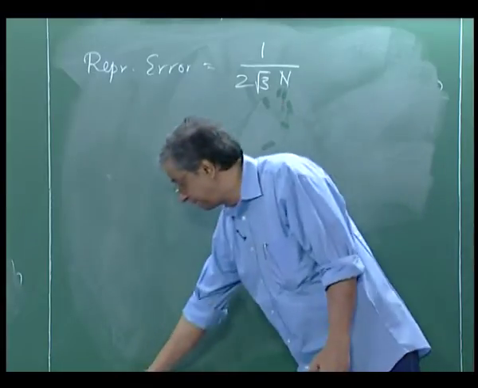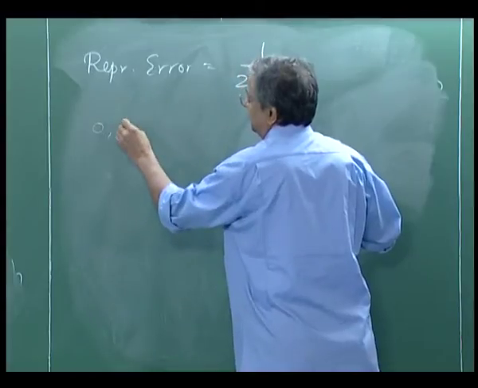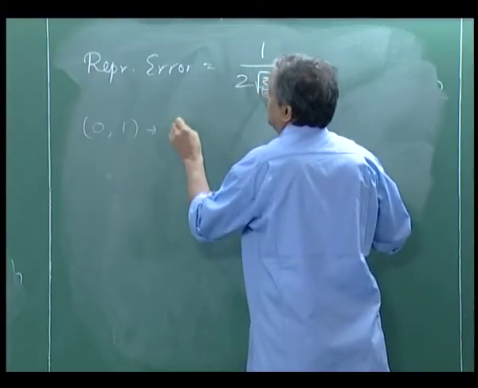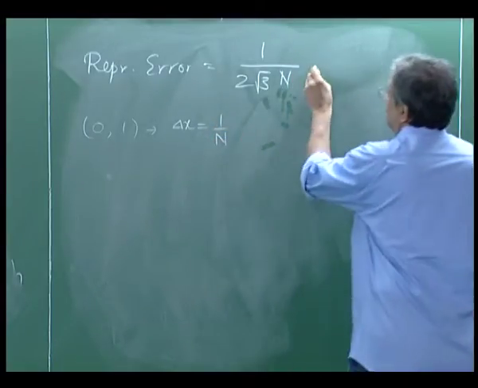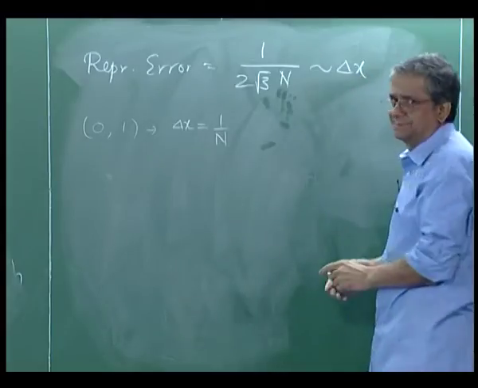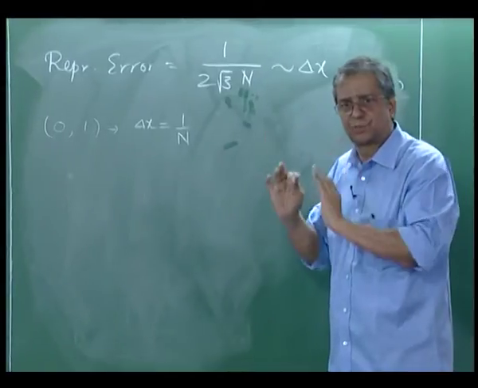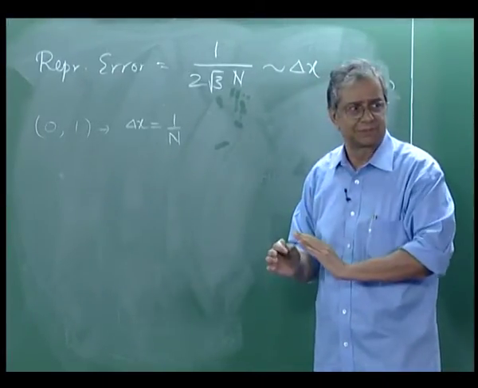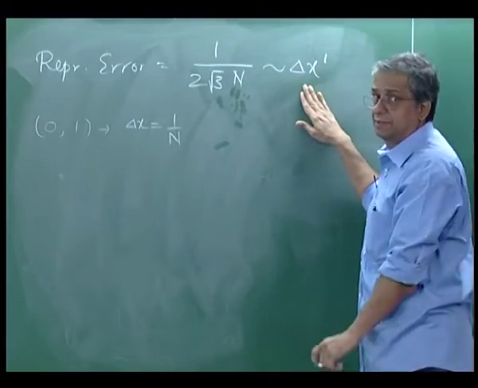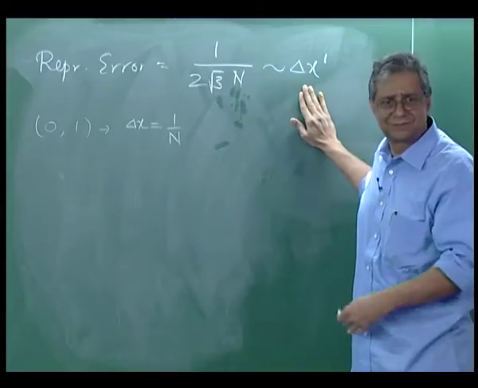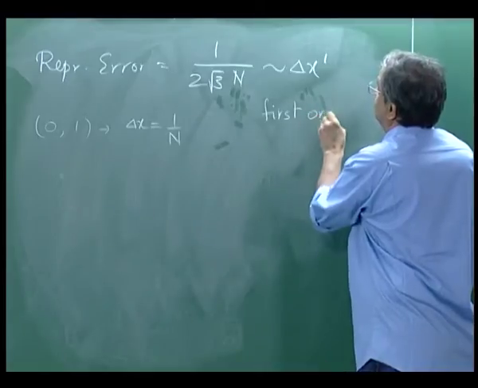So the error in the function is of the order of 1 over n, which basically means that if I am dividing the interval 0 1 into n parts, then I have a delta x which is of the order of 1 over n. So the representation error is of the order of delta x, and if I make my delta x smaller and smaller, the representation error also gets smaller and smaller in a linear fashion. So the error is of first order, the exponent is 1. I am rather casually introducing language here. The error is of first order.